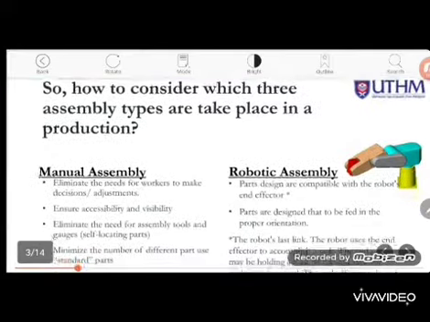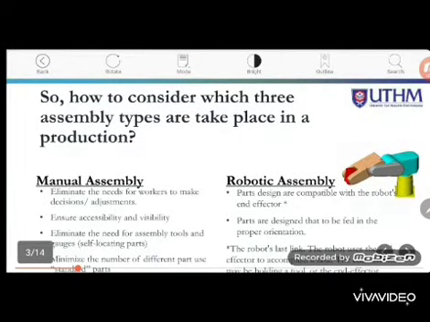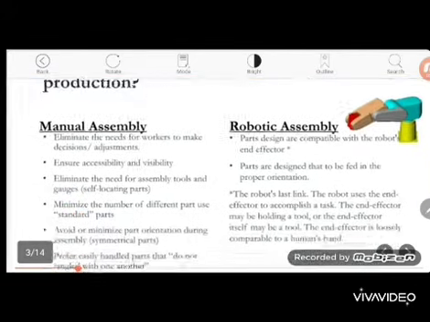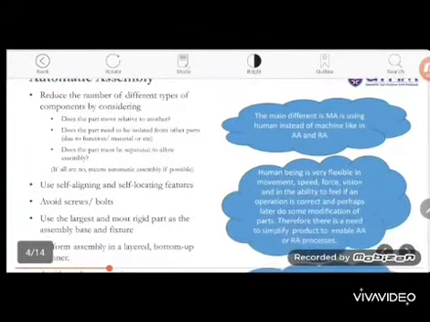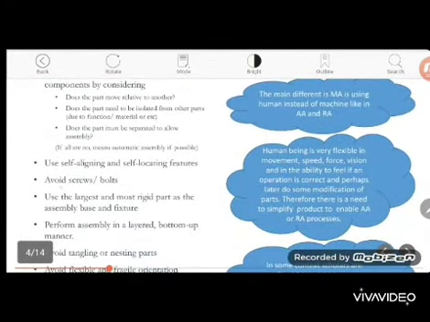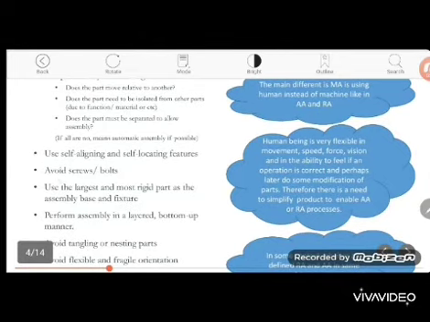Alright, next. You can read it, hopefully. So this is how to consider which of the 3 assembly approaches or types takes place in a production. How do we make a judgement on that? The main difference is that manual assembly mostly uses humans, which is a very big requirement, instead of automatic and robotic assembly, which rely on machines. Because humans are very flexible in movement, speed, force, and vision.